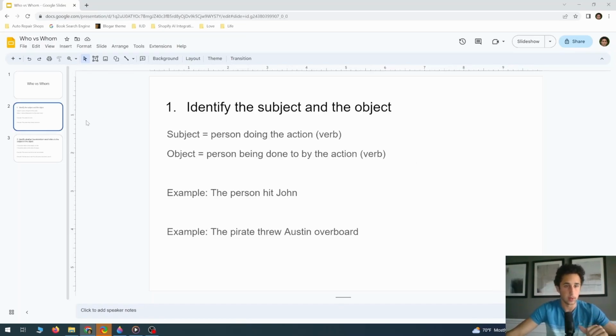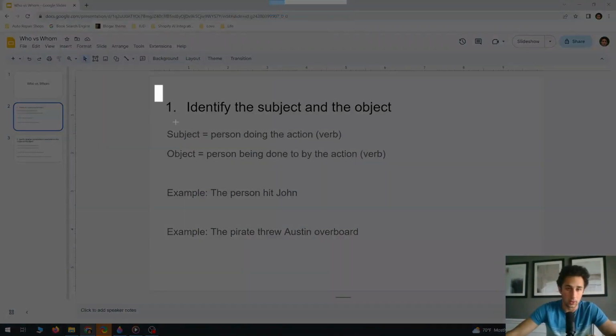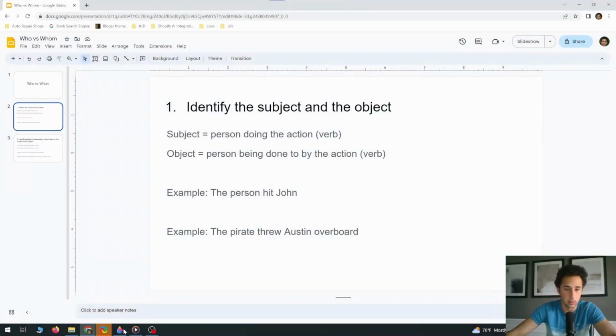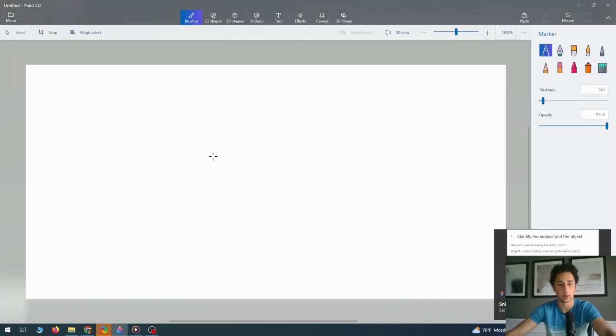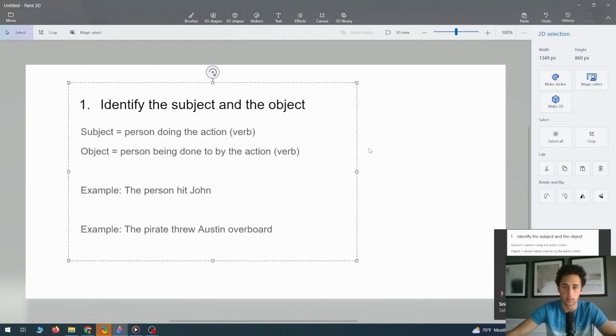Getting into it, the first thing you're going to want to do is identify the subject and the object of the sentence. The subject of a sentence is the person doing the action or the verb, and the object is the person being done to by the action or verb. So, I'm just going to copy this over to my little paint.